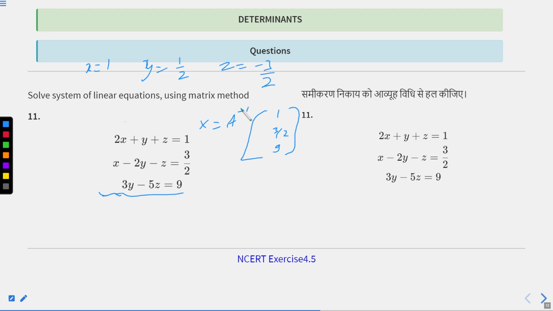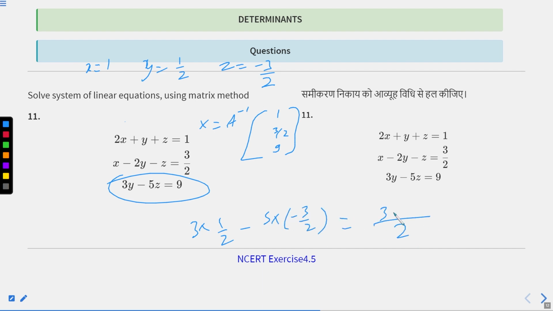So let me just verify. Putting here, 3 multiplied by half minus 5 multiplied by minus 3 by 2. So this will be 3 by 2 plus 15 by 2, which means 18 by 2, that means 9. You are getting 9, correct? I'm not further verifying; I hope the value satisfies every equation. So that's it for now for this 11th problem. Let us move to problem number 12.